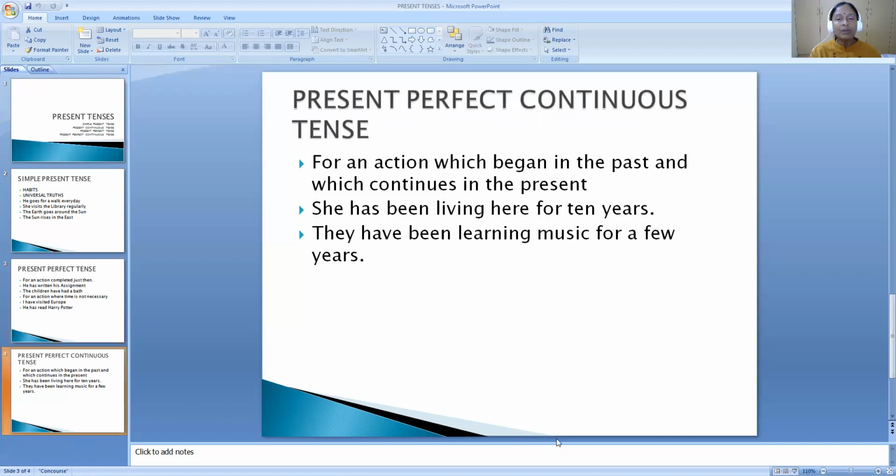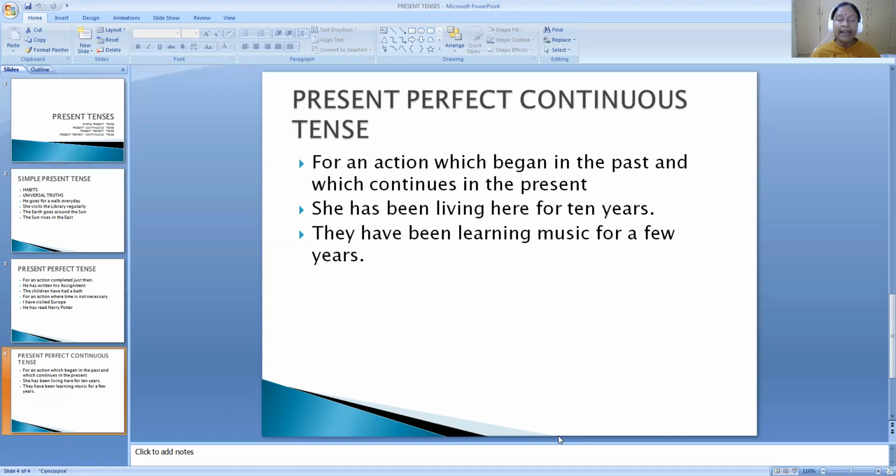So let's go to the present perfect continuous tense, my dear friends. This is also very interesting. The present perfect continuous tense is used for an action which began in the past, but continues until now, until the present moment. So just imagine that you have been studying in a particular school or been living in the same house for the past 5 years.